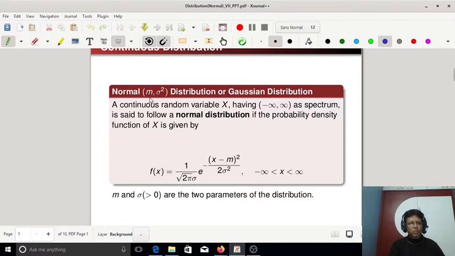m is the mean of the distribution, sigma is the standard deviation of the distribution. So sigma square is the variance. A continuous random variable x having spectrum minus infinity to infinity, the whole real line, is said to follow a normal distribution if the probability density function of x is given by f(x) equal to 1 by root over 2 pi into sigma, e to the power minus (x minus m) whole square by 2 sigma square, and m, sigma are the two parameters of the distribution. So you have two parameters, mean and standard deviation, for a normal distribution.